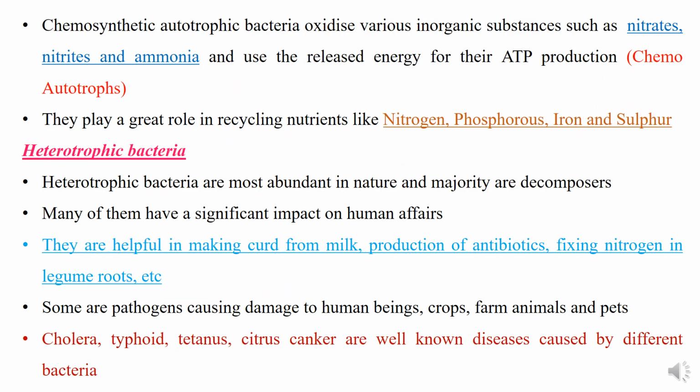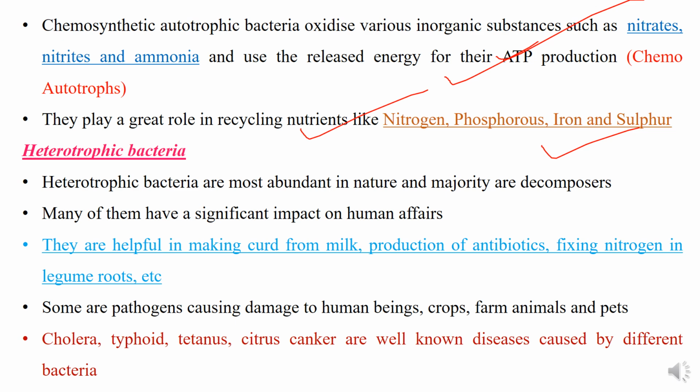Okay. Then another term is chemosynthetic autotrophs. That means they synthesize their own food material but by using inorganic substances. The chemosynthetic autotrophic bacteria oxidize various inorganic substances like nitrates, nitrites and ammonia, and use the released energy for their energy production. They are known as chemoautotrophs. These chemosynthetic autotrophs play a great role in recycling of nutrients like nitrogen, phosphorus, iron and sulfur. We have to remember this point, a question may ask which of the following bacteria plays an important role in recycling of the nutrients.